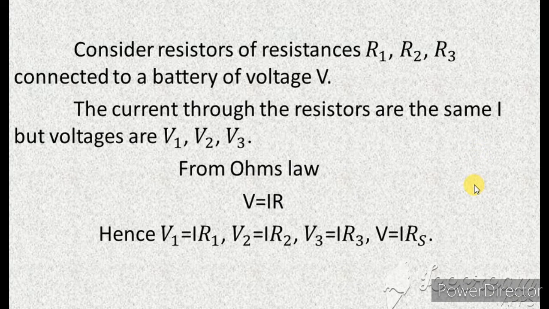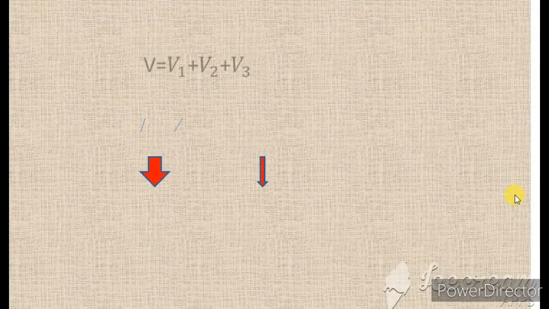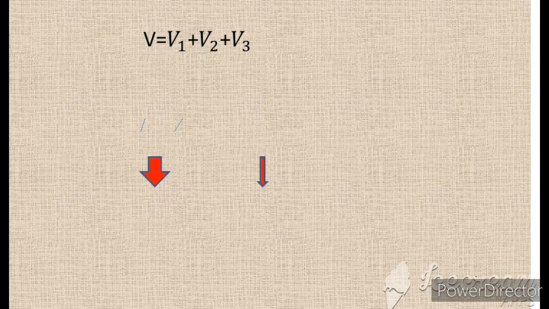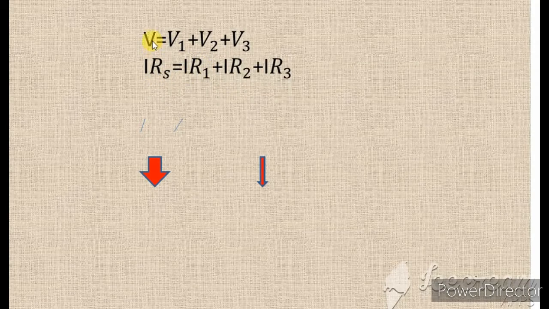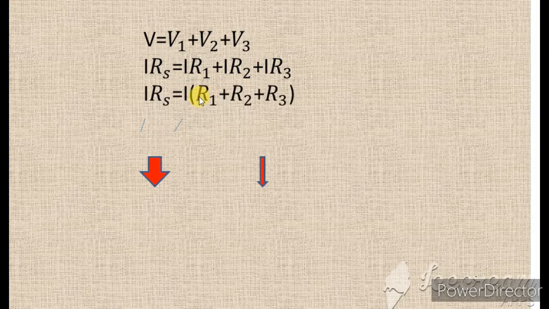Next we are going to write the total V, which can be written as V is equal to V1 plus V2 plus V3. So the first step is V is equal to V1 plus V2 plus V3. Now substitute these values: V is equal to I into RS. This is I R1, I R2 and I R3. And we know that among these I is common, so I is taken outside. The remaining terms are R1, R2 and R3.